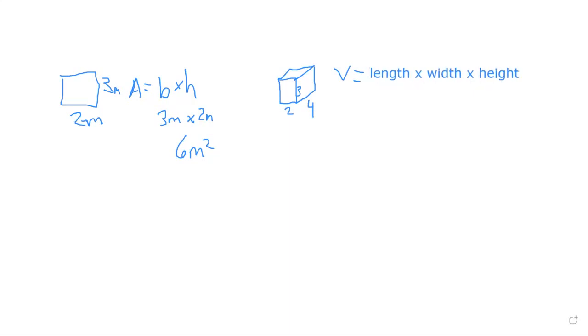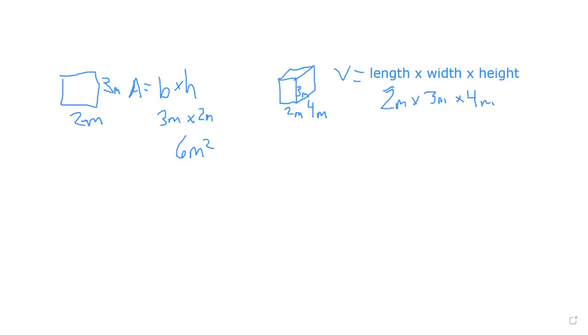So I have my measures here. I could go 2 times 3 for length and width. And these are all going to be meters again. Meters are an easy one for examples. So I've got 2 meters times 3 meters. And because I'm on my side, the height is 4. Now I can do some multiplication.